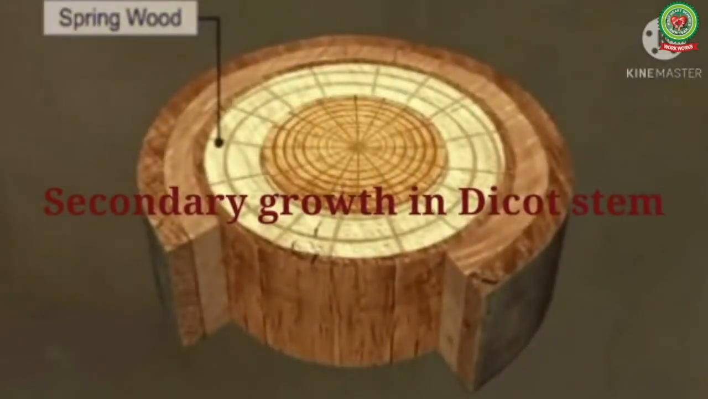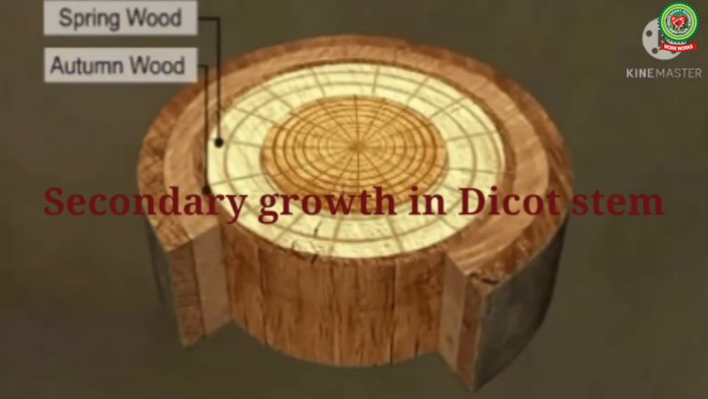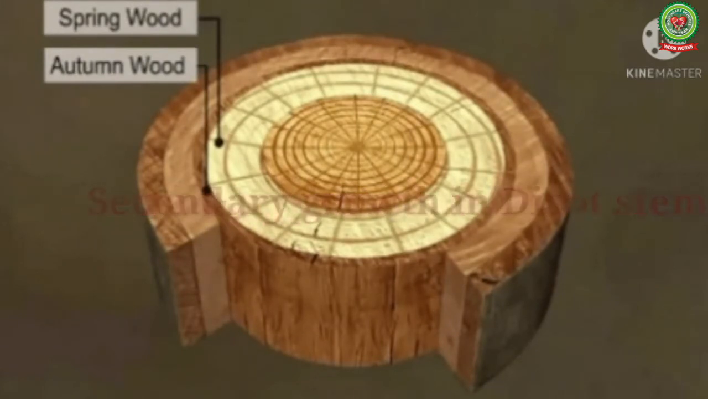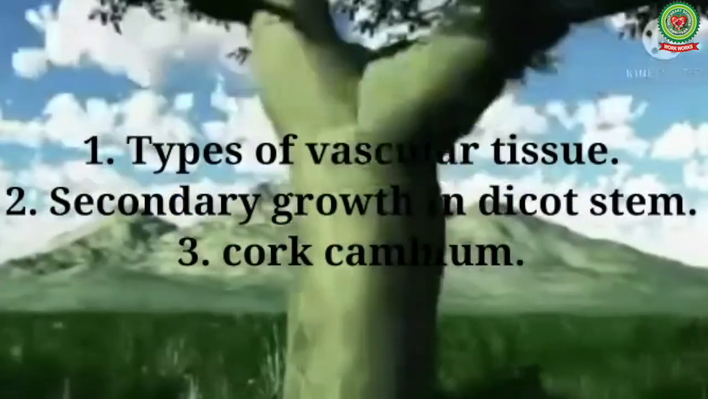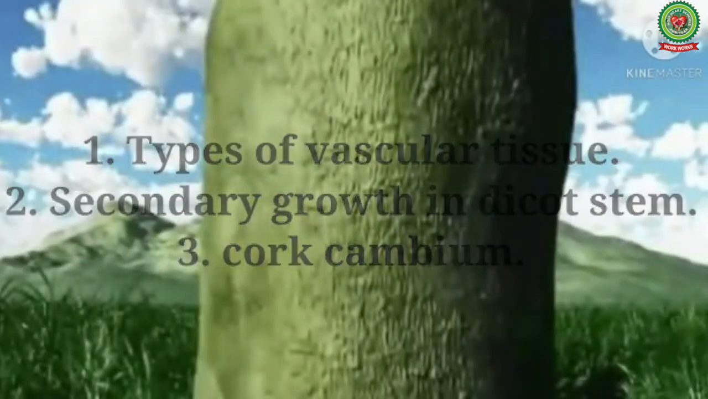Good morning everyone. In this video, we will start with a new topic of the chapter Plant Tissue. The name of the topic is Secondary Growth in Dicot Stem. The main objectives of this topic include types of vascular tissue, secondary growth in dicot stem, and cork cambium.